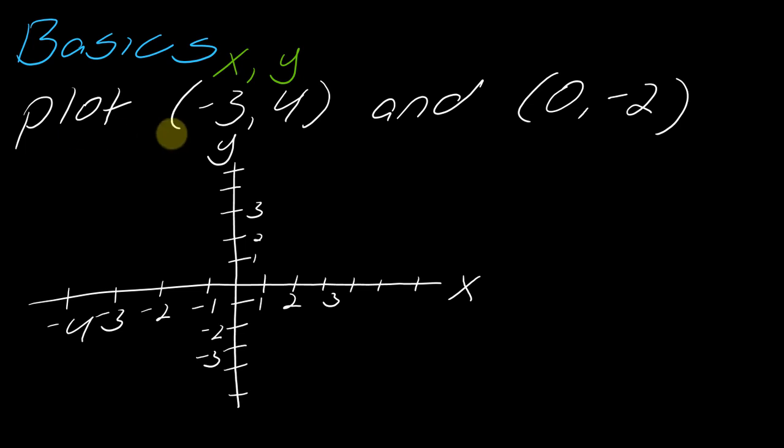Okay, so for (-3, 4), I go on the x-axis to -3, 1, 2, 3, and then up on the y-axis, 1, 2, 3, 4. So there's your quick reminder of how that works. And then for (0, -2), the point 0 is right here. So I go 0 on the x-axis and then down 2 on the y-axis, so that would be right there. Okay, so that's just your quick reminder of how those axes work.